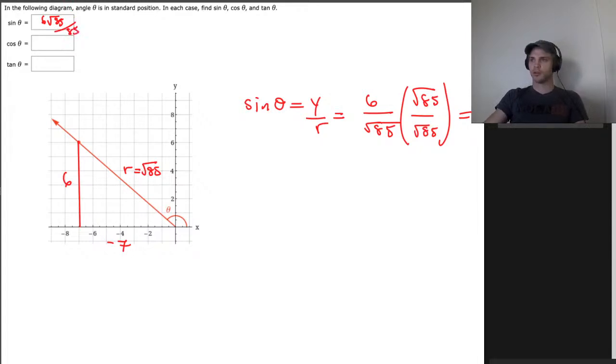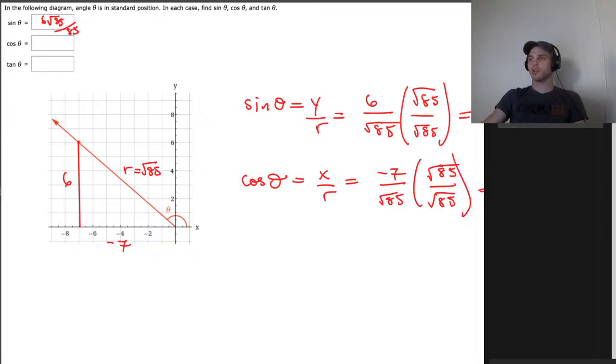And then cosine of theta equals x over r, which is equal to negative 7 over √85. We'll go through the same process of rationalizing this, and we get -7 √85 over 85. And 17 and 5 are the factors, so you can't cancel there. This is -7 √85 over 85.